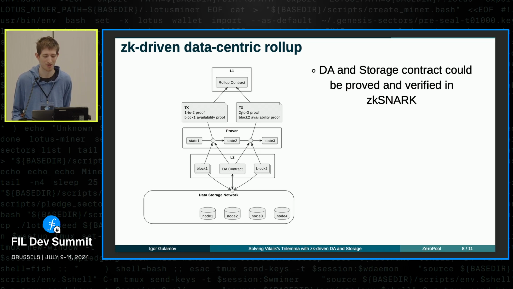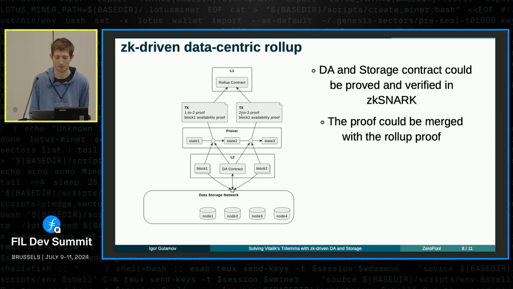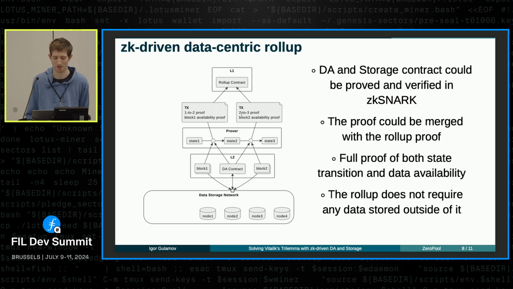So let's take a look at the ZK-driven data-centric rollup. We have a data availability contract on L2, and it could be proved and verified by ZK-SNARKs. The proof of data availability and storage could be merged with the rollup proof, and in this way we get the full proof of state transition and data availability, and this rollup doesn't require any data stored outside of it.